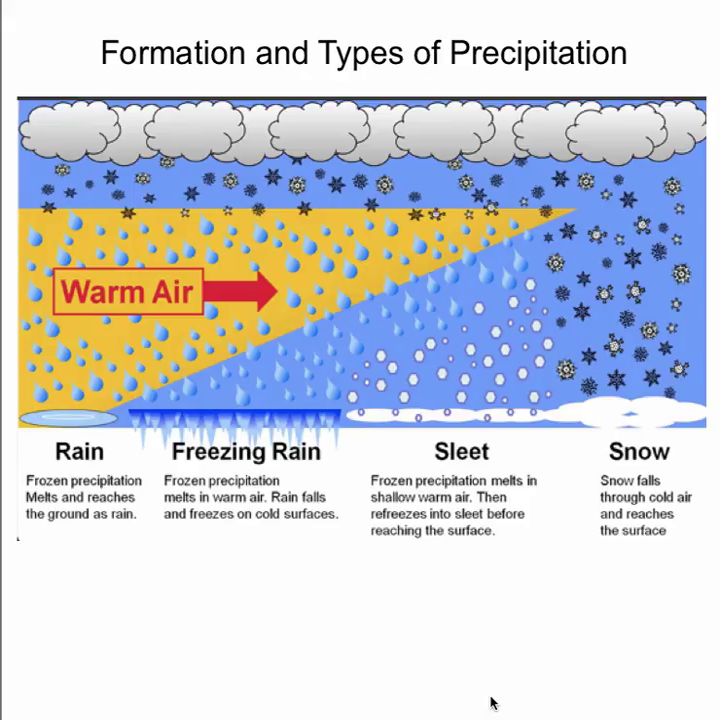This is often something that people get mixed up, particularly the difference between rain, freezing rain, sleet, snow, and we'll talk about hail towards the end. It all has to do with temperature and phase change of water in our atmosphere. So first we'll talk about snow.